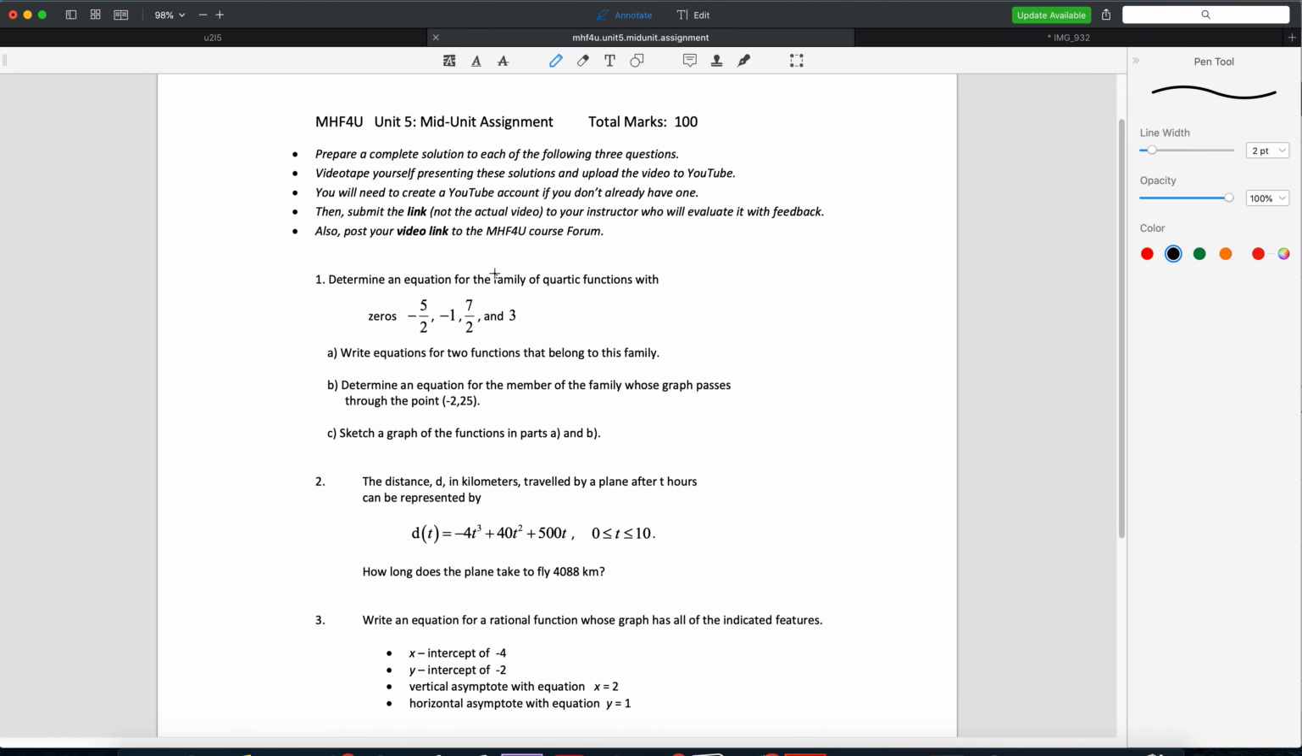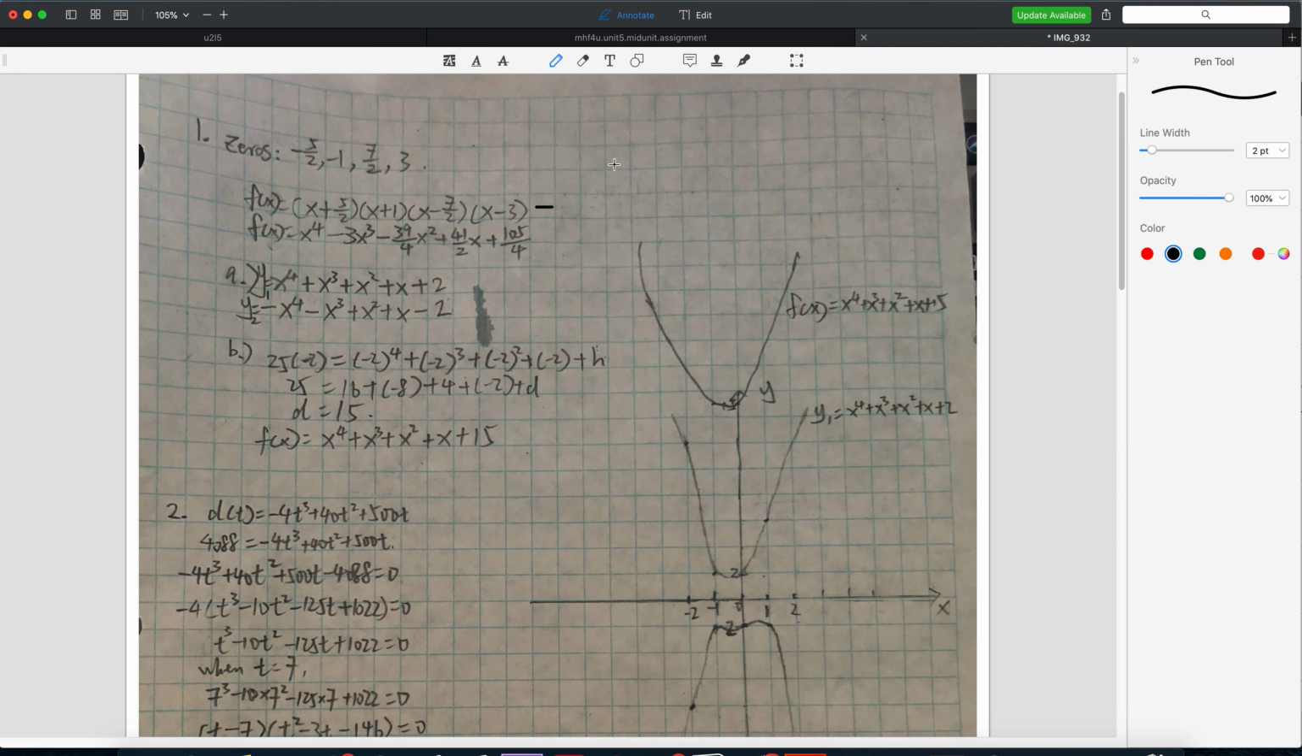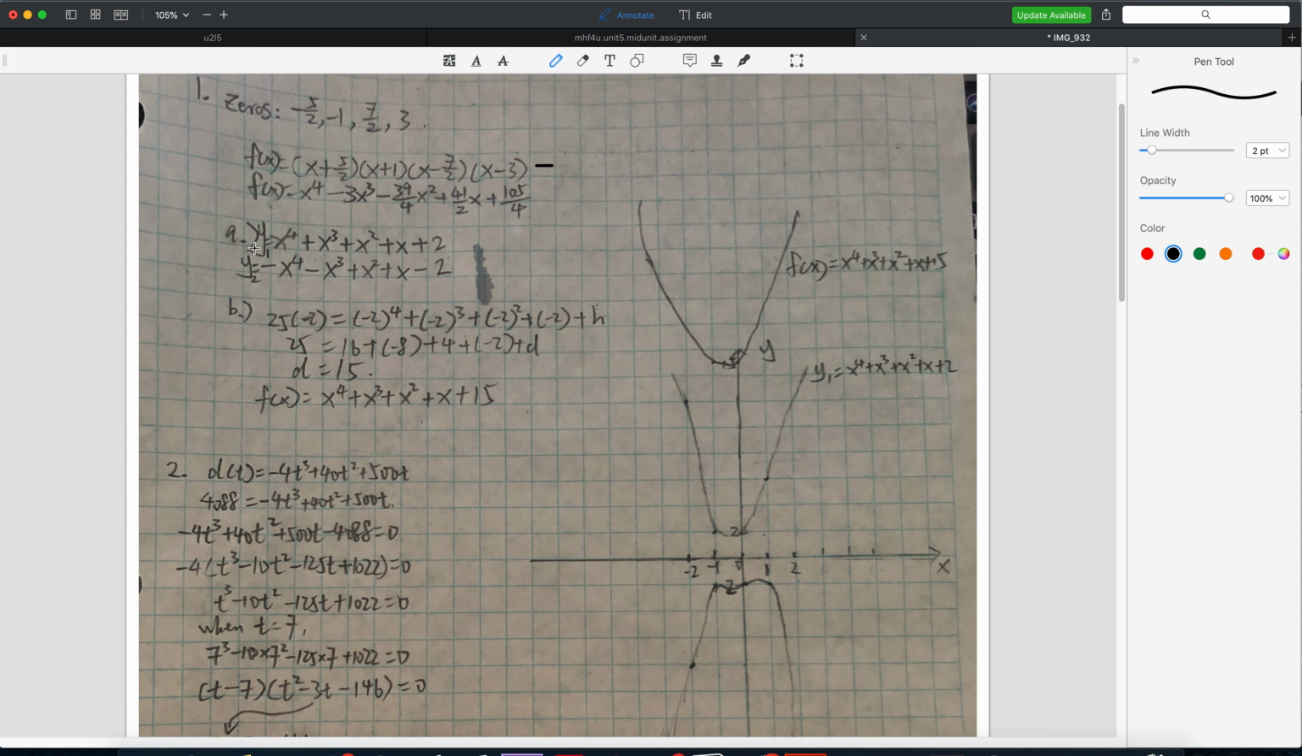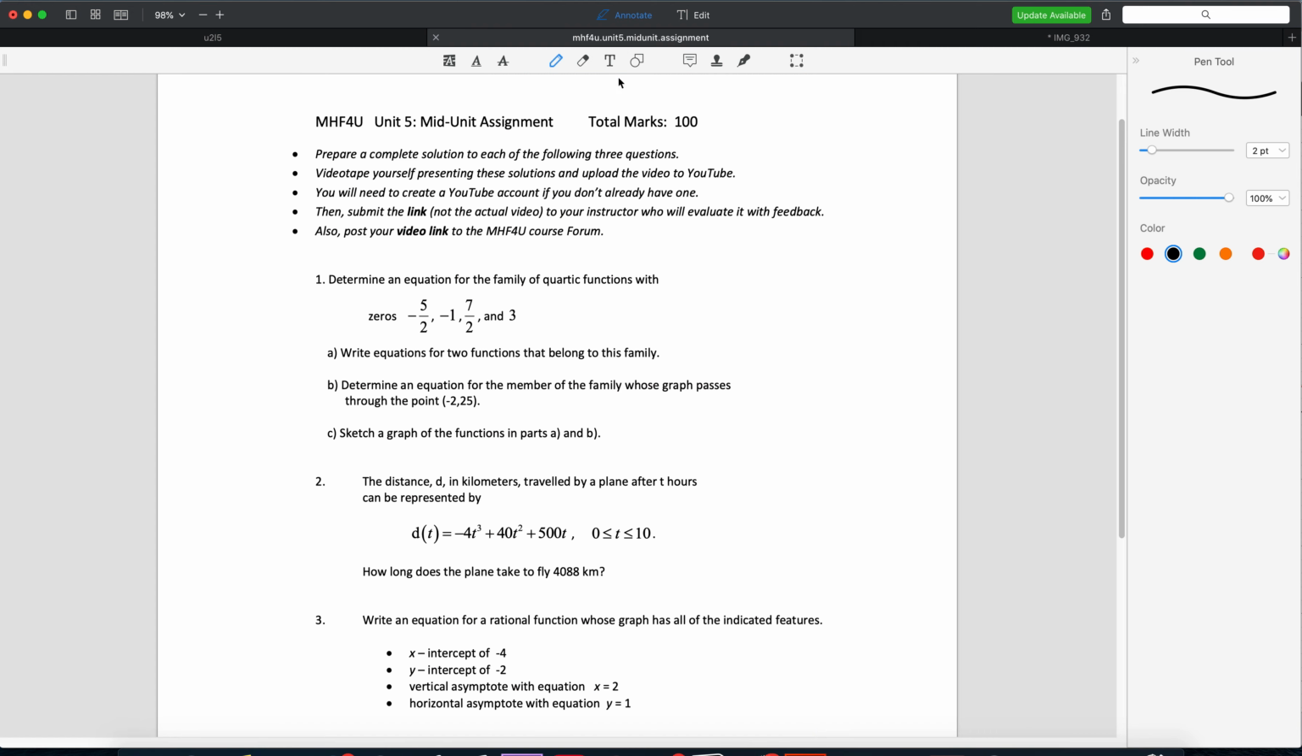Question A, write equations for two functions that belong to this family. So this family means the quadratic functions family. So I just chose two random functions, which is here, the first one and the second one. They are both quadratic functions, so they are in the family.